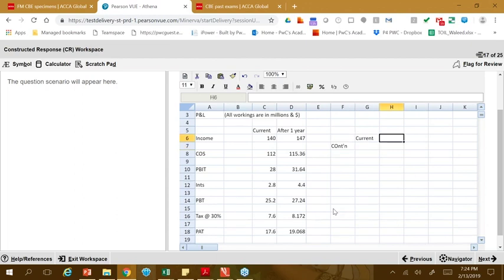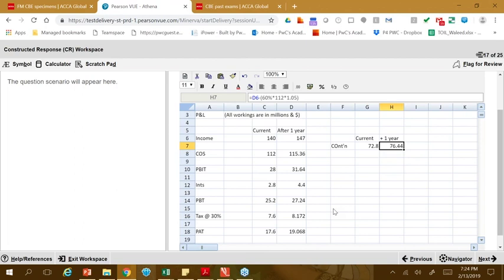Contribution, current, plus 1 year. So the current contribution here is going to be the income, which is C6 minus the 60% of the C8. And that will give us the contribution, which is 72.8. And plus 1 year, we'll take the D6 minus the 60% of the cost of sales, which is 60% of the 112, and then we increased it by 1.05. So that will give me the contribution after 1 year.